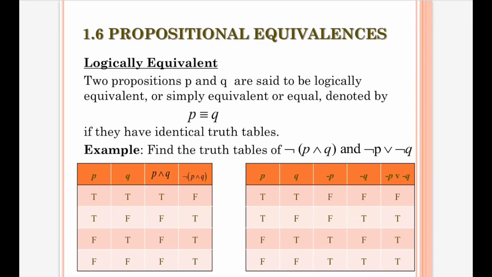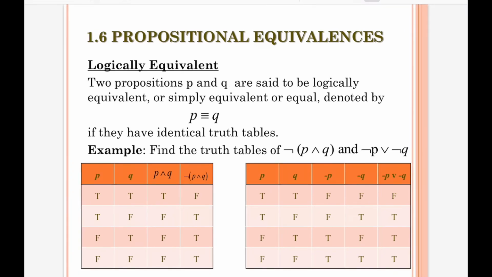Now let's move to another subtopic, propositional equivalences. The first one is logically equivalent. Two different propositions have the same truth value no matter what truth values their constituent propositions have. Such propositions are said to be logically equivalent. This is the symbol for logically equivalent.